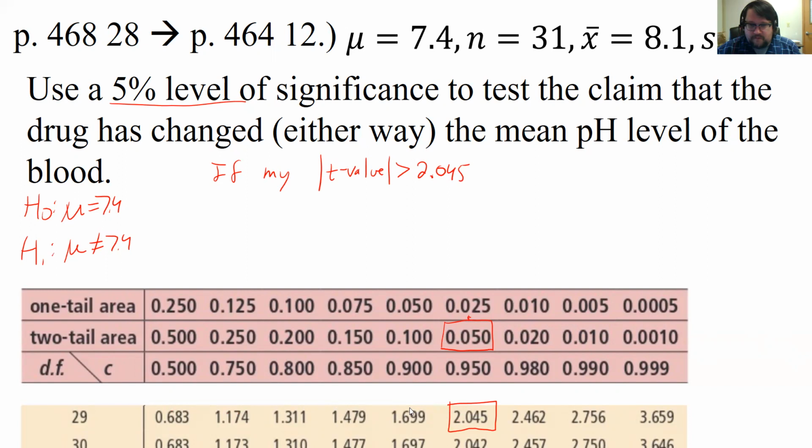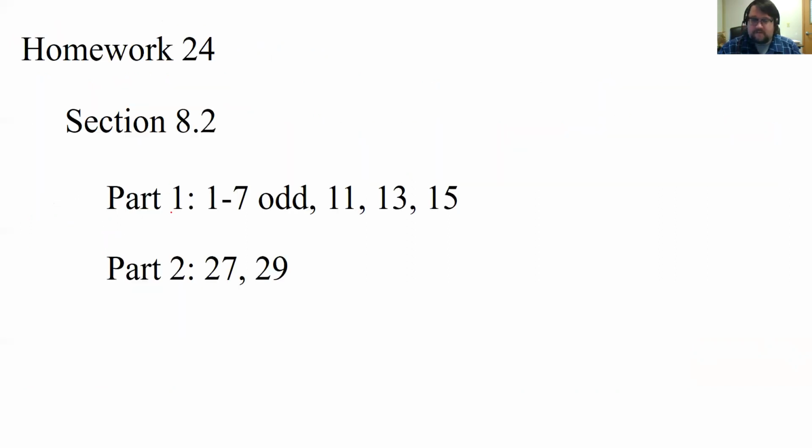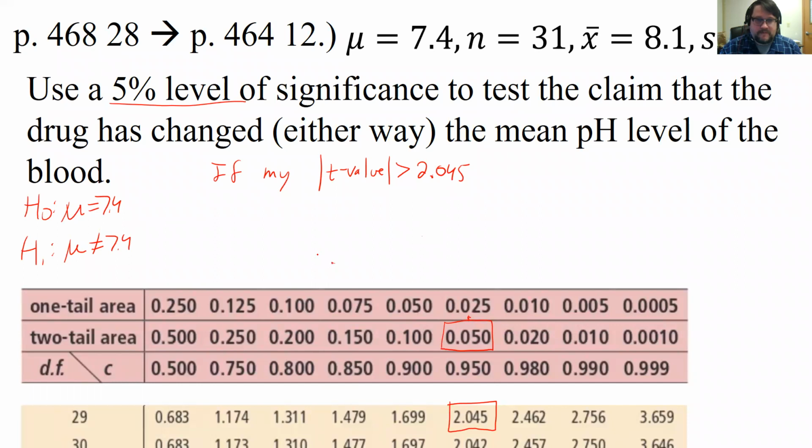Let's see if I can move this out of the way. Oh, there we go. Sorry. I had my degrees of freedom wrong. Degrees of freedom should be 30. So I'm looking at the wrong number. Don't look at this box, this is wrong. I need the box under it. Unfortunately it's hard to see there, but it's 2.042.